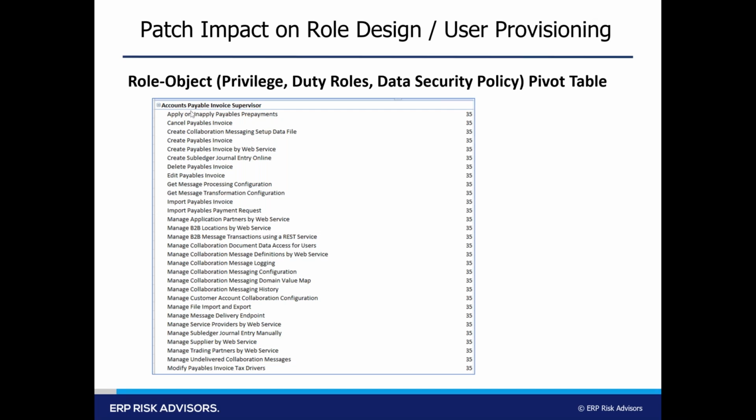Incidentally, there are some good examples here. Those are FBDI privileges: import payables invoice, import payables payment request. And then manage subledger journal entry manually. That's what we talked about, bypassing journal approval workflows. That's in the AP Supervisor role. And then there are some web services and some other things you can see. There are a lot of things that should come out of this role.